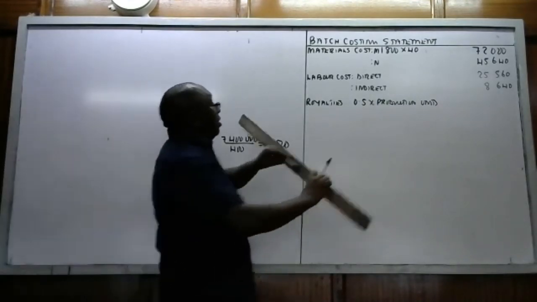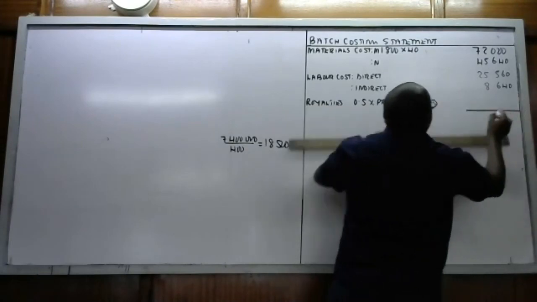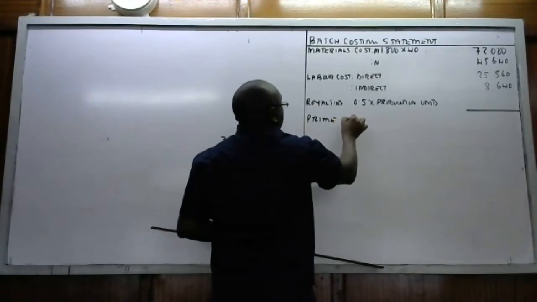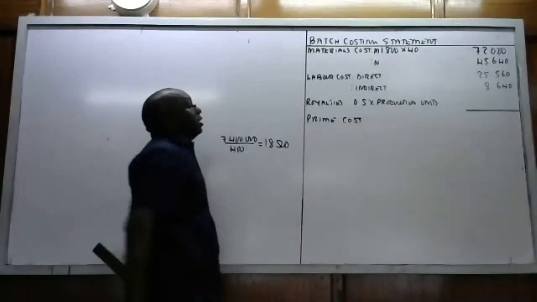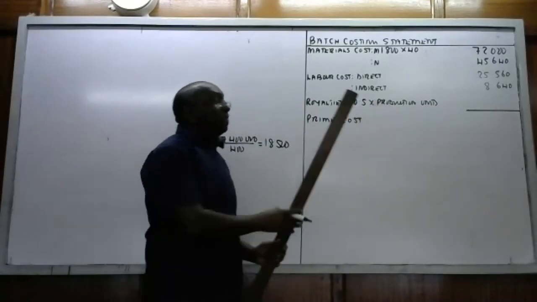So here, they would have enabled us to get something called prime cost. Let me give you the format. Prime cost. Now, prime cost, we cannot get it because this one is missing.